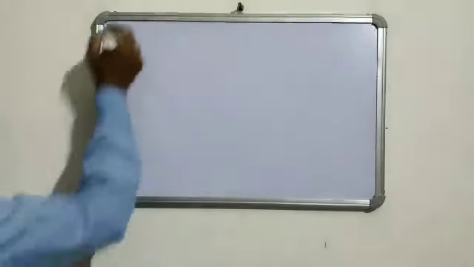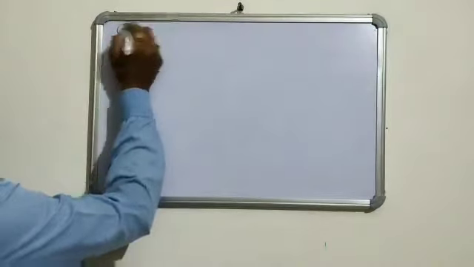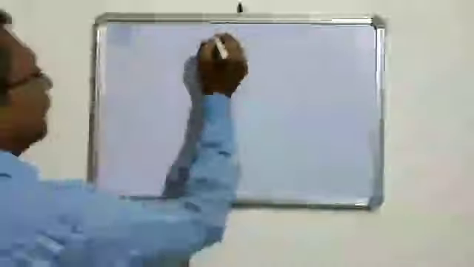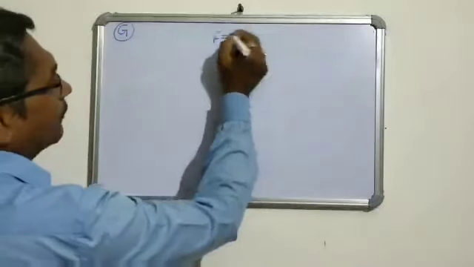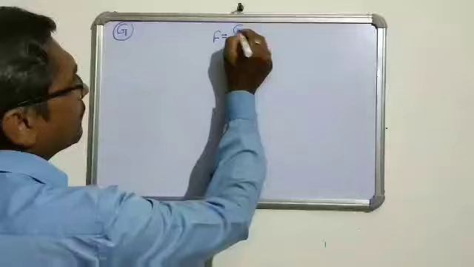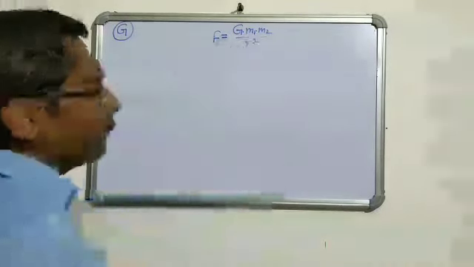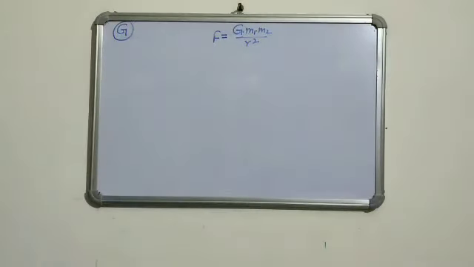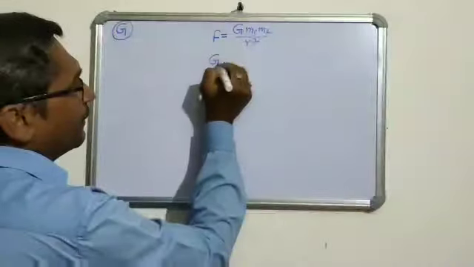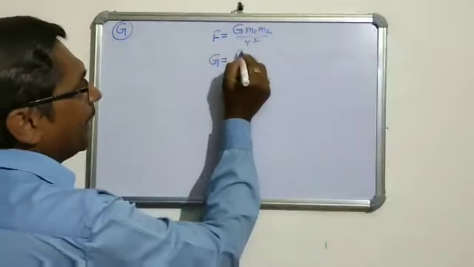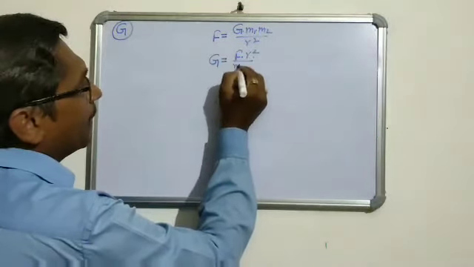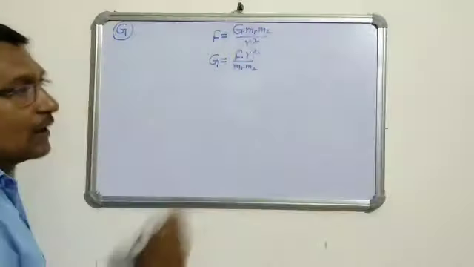Suppose we have to find the dimensional formula of the universal gravitation constant, denoted by capital G. Find the dimensional formula of capital G. We know, in 10th class we have studied F equals G m1 m2 by r square. It is Newton's gravitational formula. So we have to find the dimensional formula of G. So we can write here F r square by m1 m2.